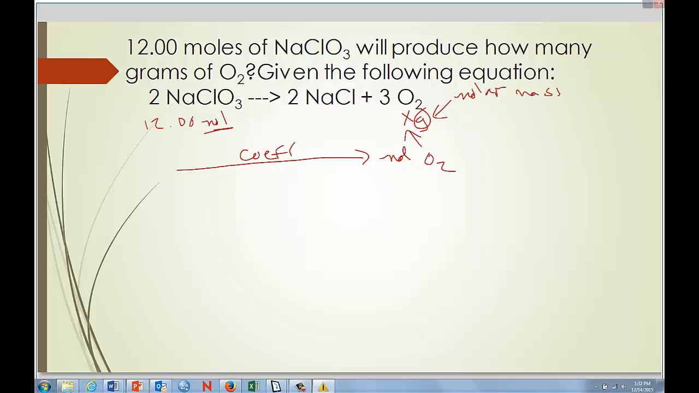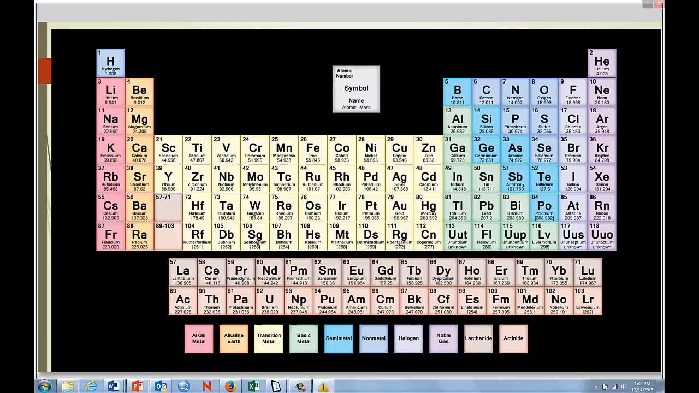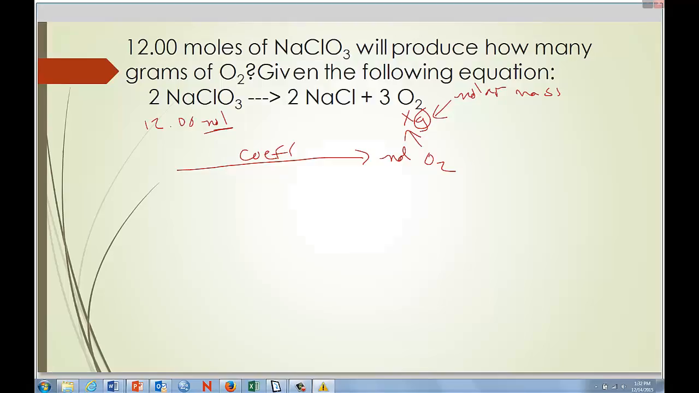So we look for oxygen, 15.999, which can be rounded up to 16.0. We have 2 of them. 2 times 16.0 is equal to 32.0 grams per mole. I did not do anything with its coefficients when I multiplied that out. That's a big mistake I see a lot of beginning students make.